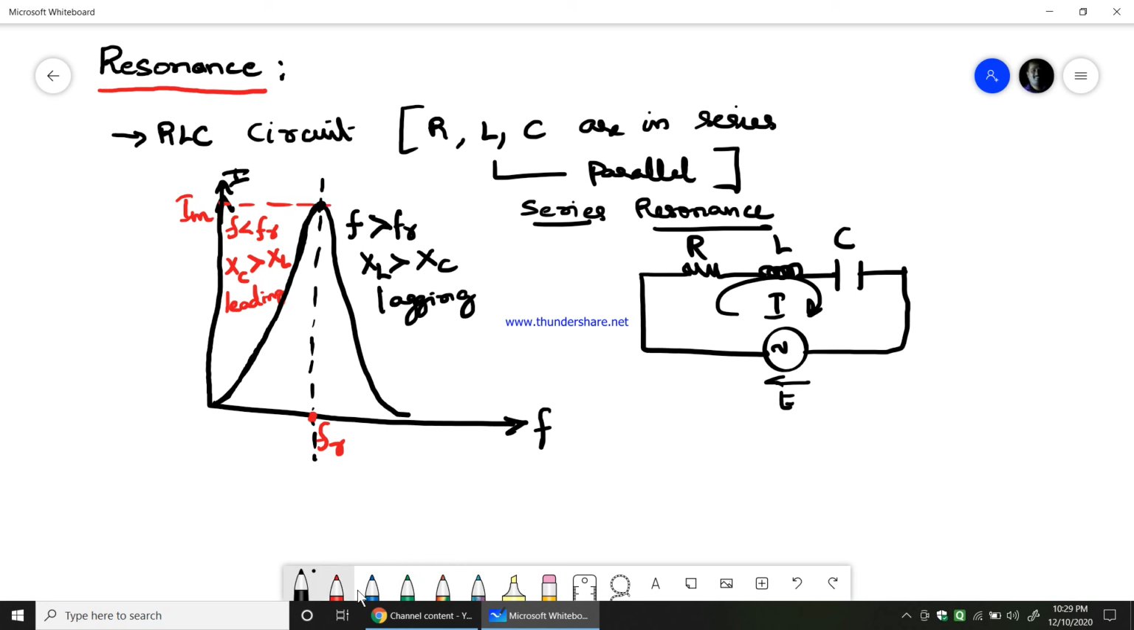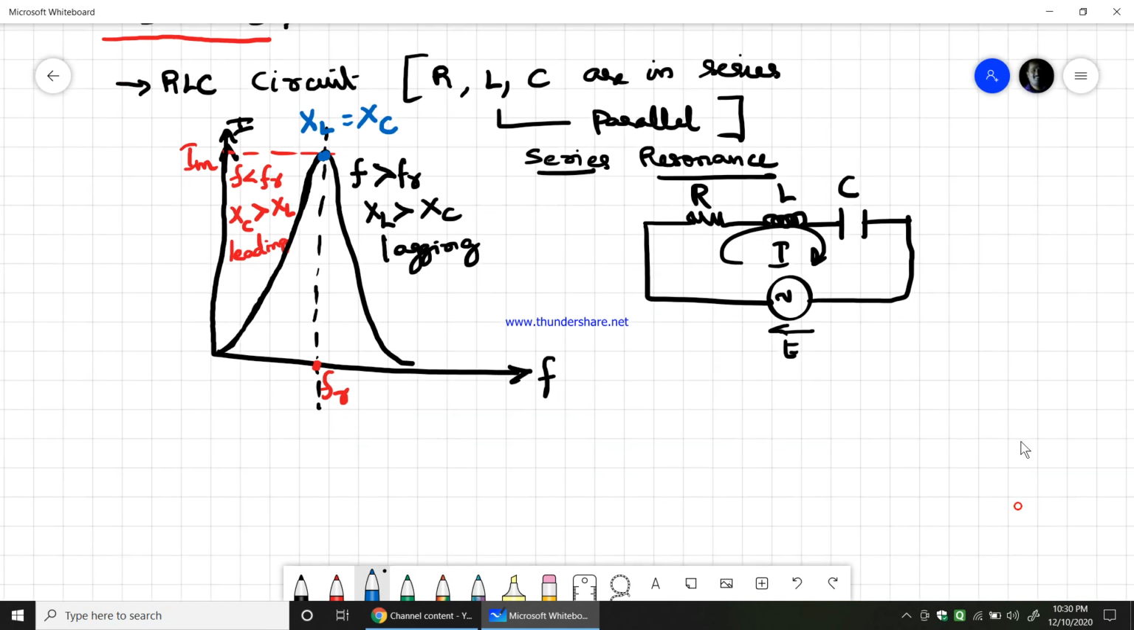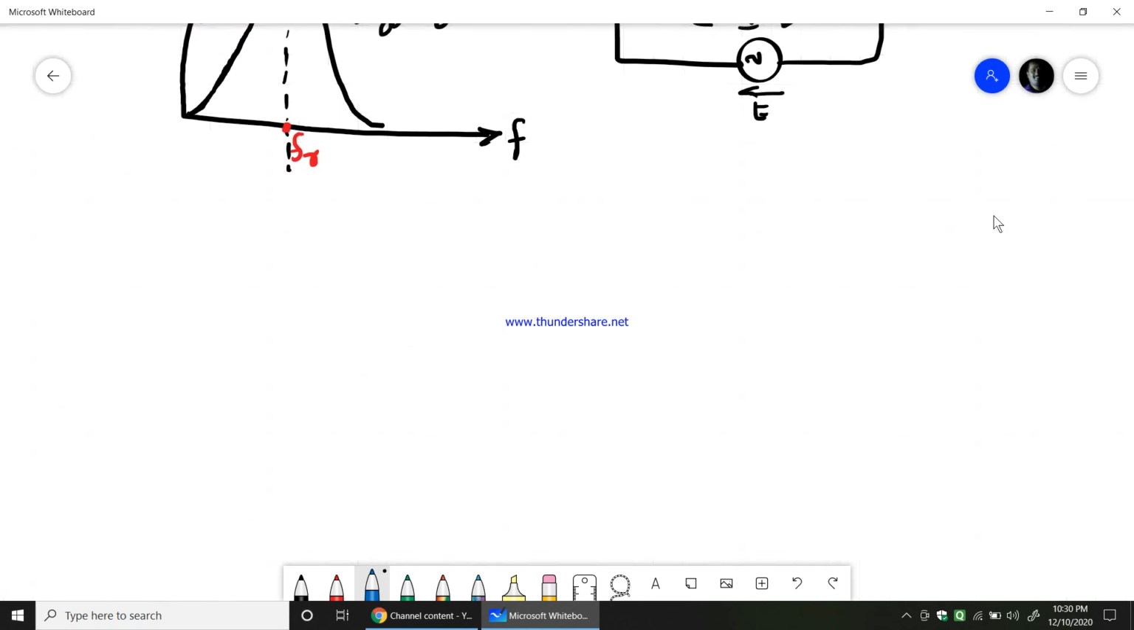At resonance, the reactance of the inductance will be equal to the reactance of the capacitance. Therefore, let me derive the equation for the resonant frequency for the series circuit.